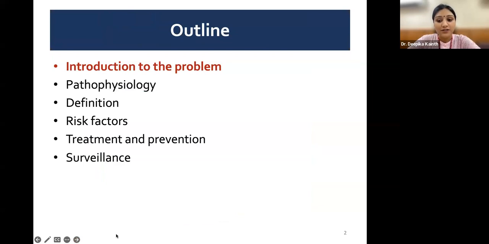So the outline of this presentation will be an introduction to the problem, then the pathophysiology in brief, of the mechanisms that lead to bloodstream infection, which is so peculiar with the central line in situ, and the definition and the operational definition that we will follow. What are the risk factors that we need to be aware of, especially in neonates, who are more predisposed to CLABSI? What are the treatment modalities and the preventive strategies? And a few words about surveillance and how to monitor CLABSI occurrence in our setting.